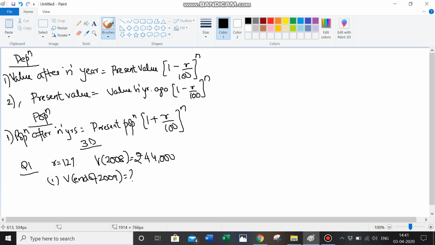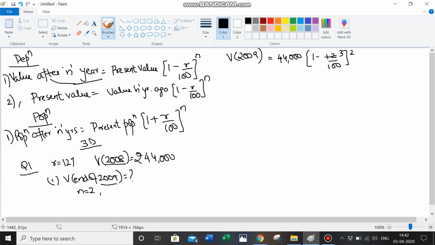It's saying that depreciation happens at the beginning of the year. So how many years are we looking at? This is 2008, one depreciation will happen at the beginning, and at the beginning of 2009 another depreciation will happen. So in this case n is equal to 2. Let's look at this formula, value after 2 years. So value of 2009 will be equal to present value, which is 44,000, times (1 minus r, which is 12, upon 100) raised to the power n, which is 2.